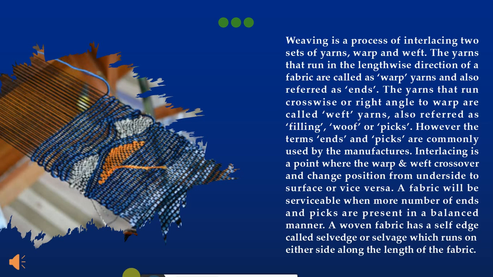Interlacing is a point where the warp and weft cross over and change position from underside to surface or vice versa. A fabric will be serviceable when a larger number of ends and picks are present in a balanced manner. A woven fabric has a self-edge, called selvage, which runs on either side along the length of the fabric.